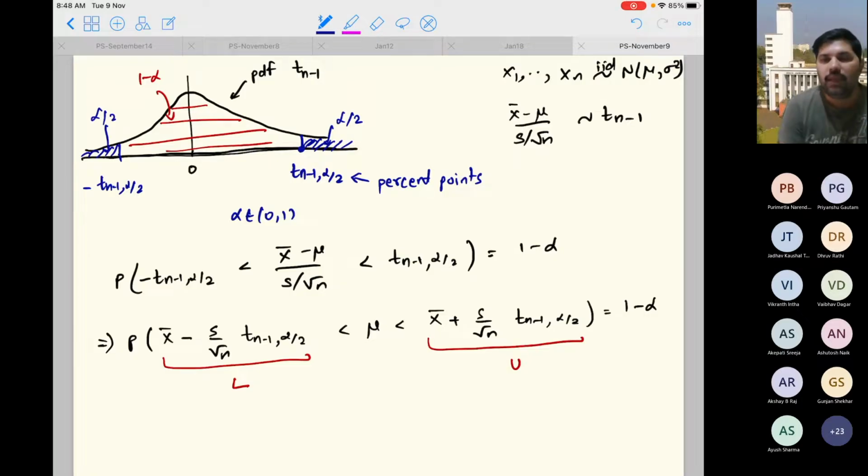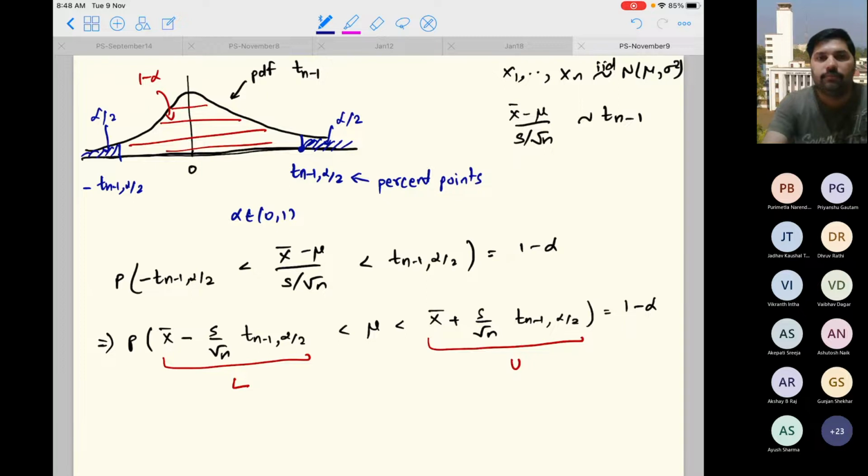Okay. The same goes for chi-square also. There are tables available for these values. Once you are given these values, you know how to calculate this L and U and so on. Is that okay? Yes, sir.